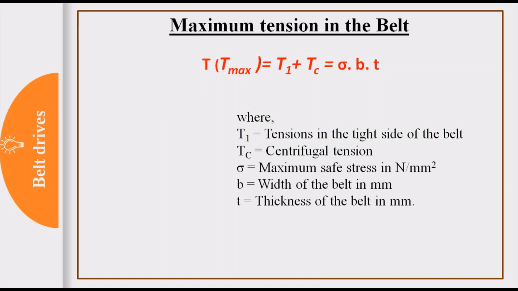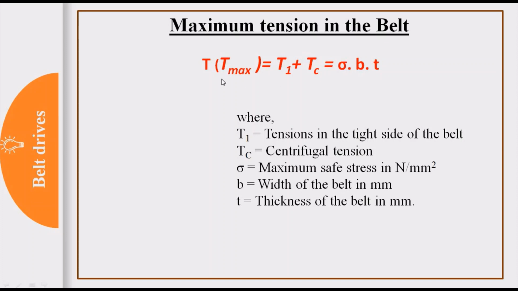So we have seen T1 as tension in the tight side, T2 as tension in the slack side, and Tc as centrifugal tension. So maximum tension T will be given as the tension in the tight side because it will be the higher, plus centrifugal tension, that is Tc. So maximum tension is given as T1 plus Tc, where T1 is the tension in the tight side and Tc is the centrifugal tension. The value that comes will be the maximum tension in the given belt.